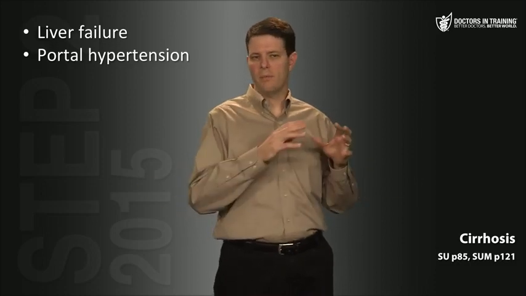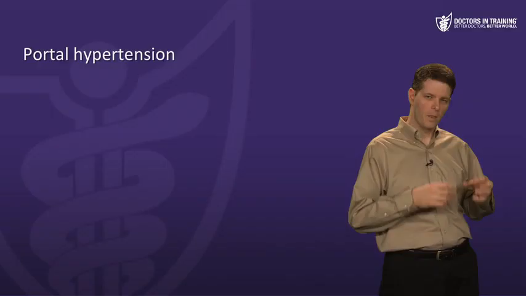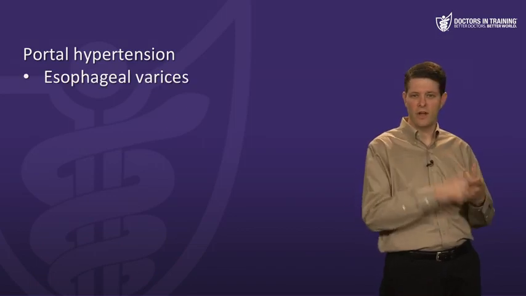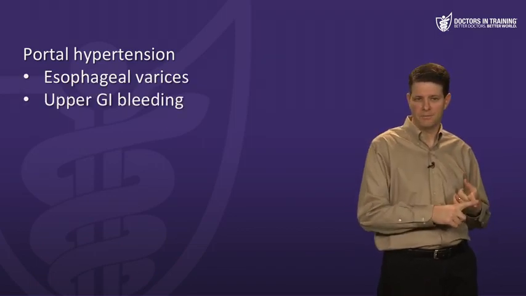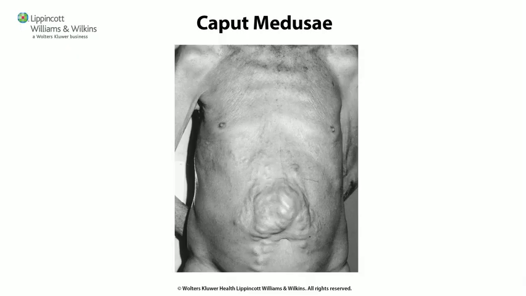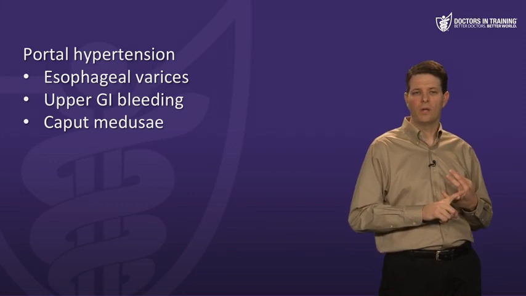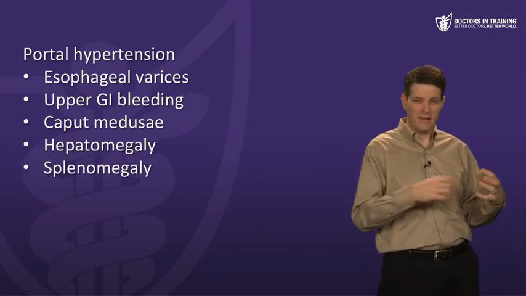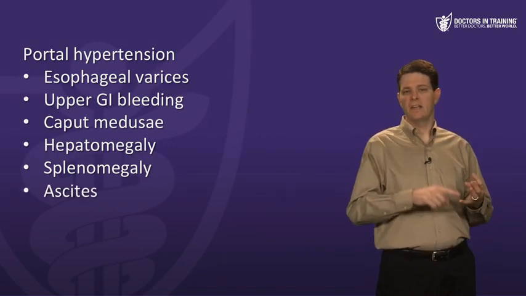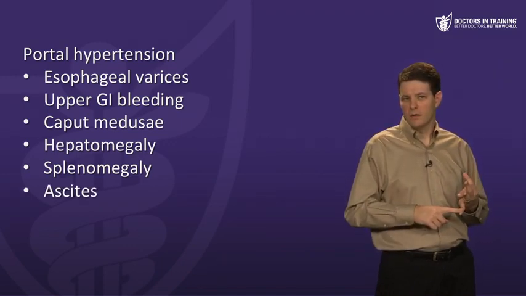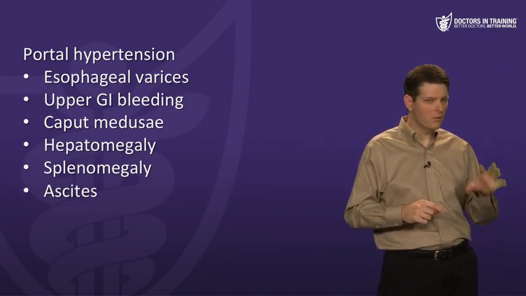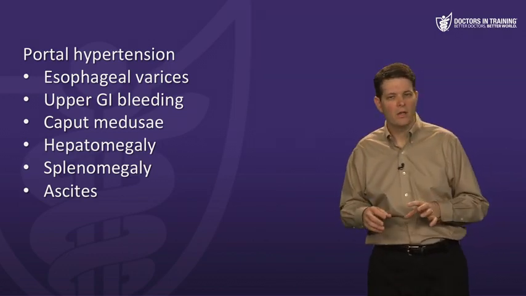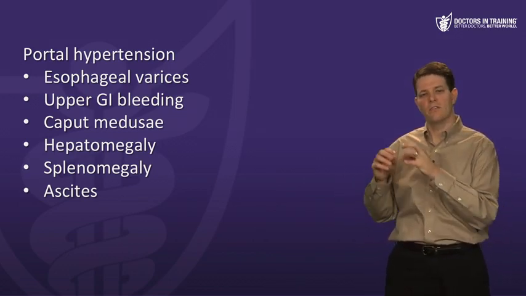We're going to talk specifically about portal hypertension a little bit later on, but portal hypertension causes esophageal varices, which can lead to upper GI bleeding. It might cause a caput medusae, which is a mass of dilated vessels on the abdominal wall near the umbilicus. Portal hypertension can cause enlargement of the liver or hepatomegaly, and also splenomegaly because blood backs up into the spleen. Ascites is due to portal hypertension as well. We're going to talk about portal hypertension in detail in just a moment. But for right now, let's focus on the clinical manifestations of liver failure.